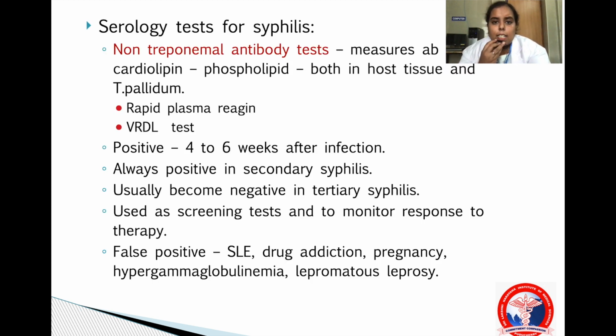The serological tests for syphilis are the non-treponemal antibody tests. They measure the antibody to cardiolipin, a phospholipid, present in both the host and the spirochete. These include the rapid plasma reagin and VDRL tests. They generally are positive 4 to 6 weeks after the infection.